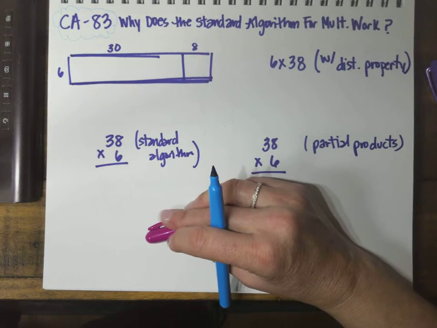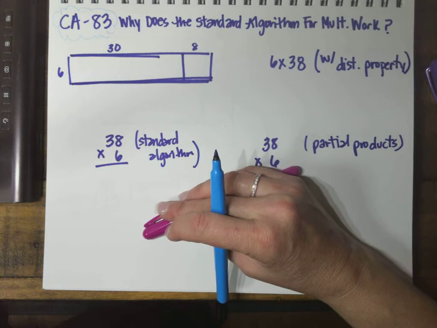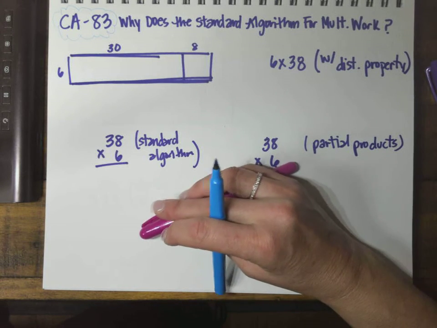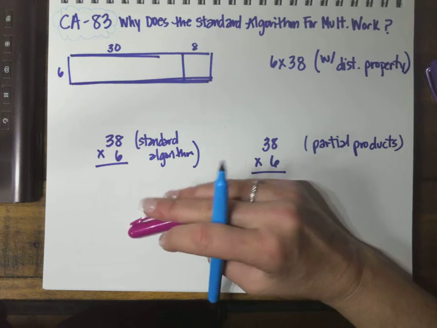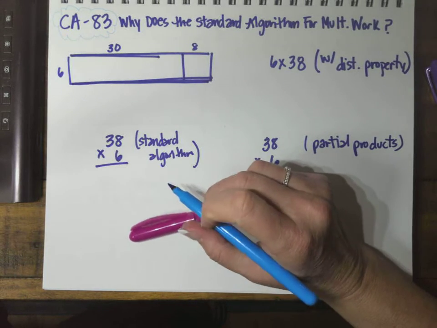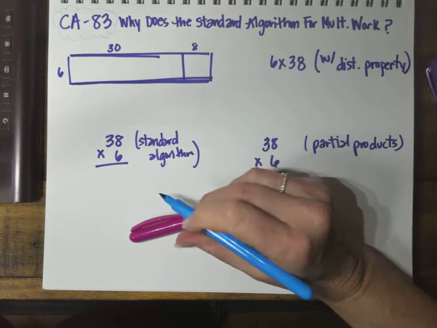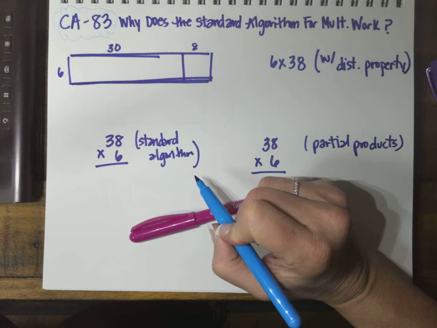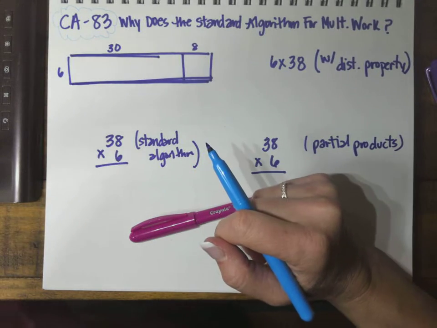So this class activity I feel like is a lot of review of things that we've talked about, so it should go fairly quickly. Make sure that you reach out to your instructors if you're still confused about this topic, the standard algorithm for multiplication and why it works and all the various ways that we can connect these different representations. It's a pretty important concept.